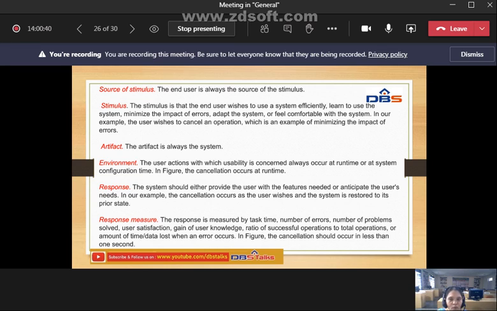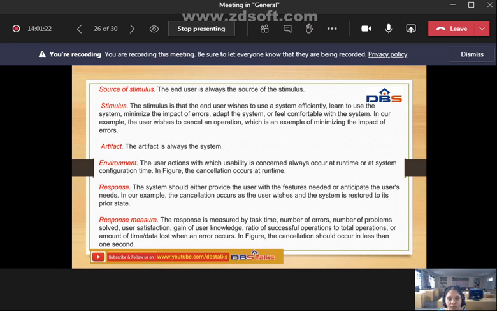Artifact: the artifact is always the entire system. Environment: the user action with which usability is concerned always occurs at runtime or at system configuration time. That is the main thing. According to our example, the cancellation occurs at runtime. Response: the system should either provide the user with the features needed, or in our example the cancellation occurs as the user wishes and the system is restored to its prior state.